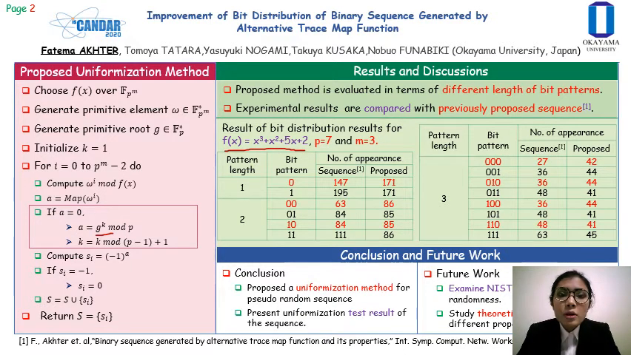So, when our pattern length is 1, the proposed method generates a sequence of equal number of zeros and ones, whereas in our previous research, there is a huge gap between the number of zeros and ones. The same pattern continues when higher lengths of bit pattern are considered. This is a significant achievement for the proposed research in contrast to our previous method.